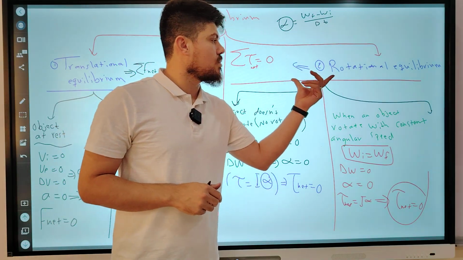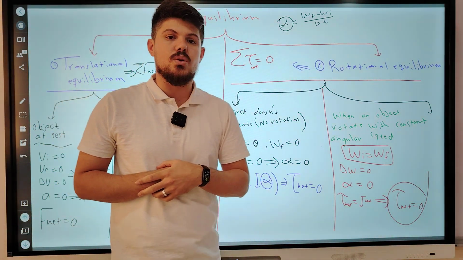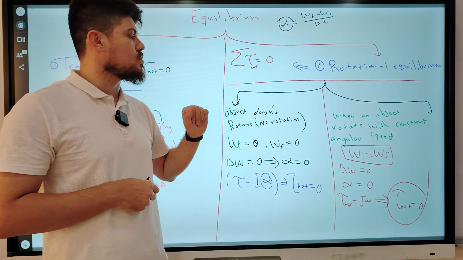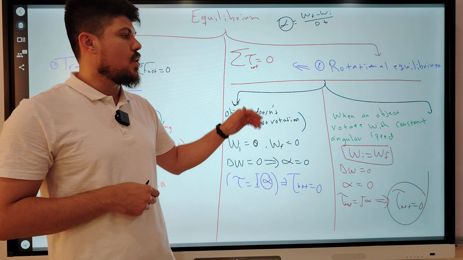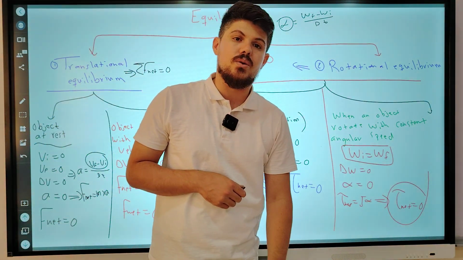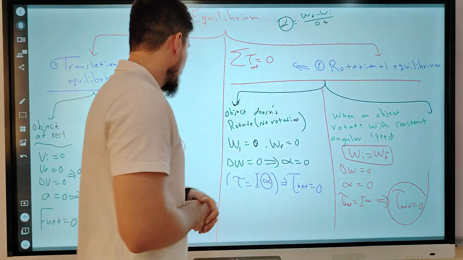In rotational equilibrium, net torque should be equal to 0. When is net torque equal to 0? When the object has no rotation, or when the object is rotating with constant angular speed. Okay?